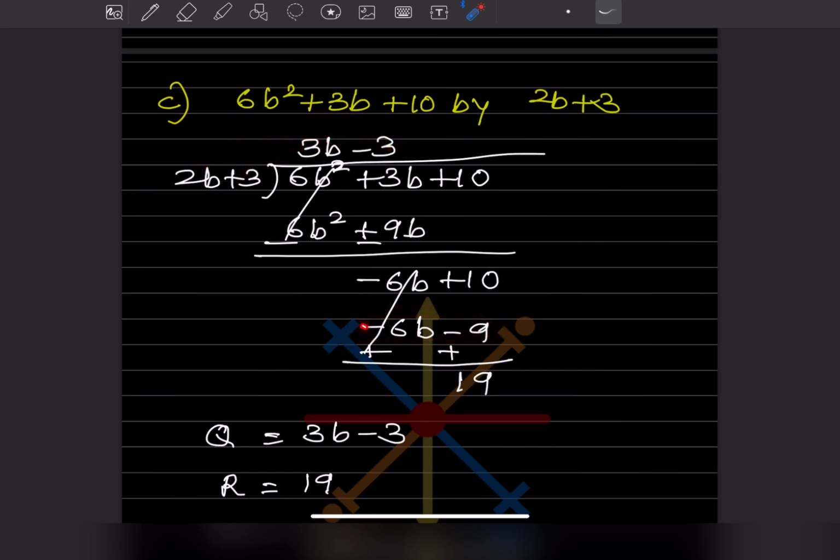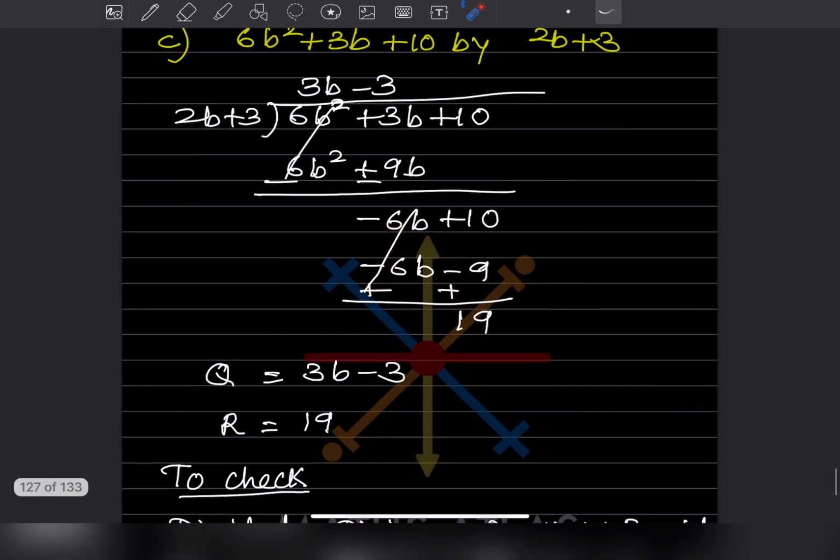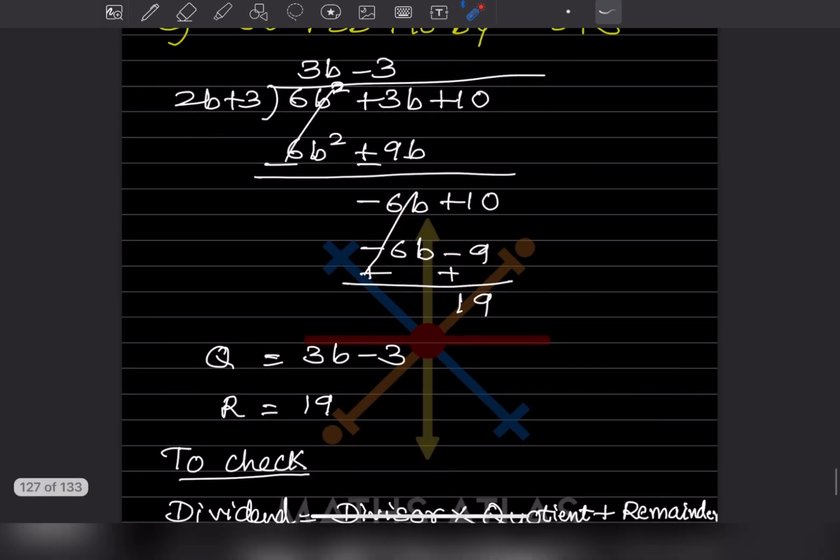That is going to be minus 6b, and this is going to be minus 9. This part, minus becomes plus, so this gets cancelled. Now look at here, plus 10 plus 9, that is going to be 19. So the remainder is 19. So what is the quotient here? 3b minus 3 and the remainder is 19.